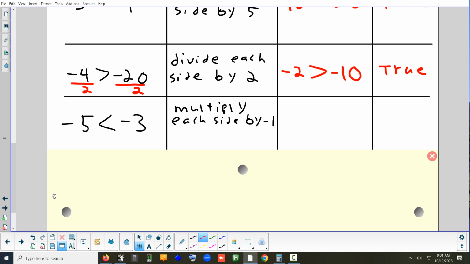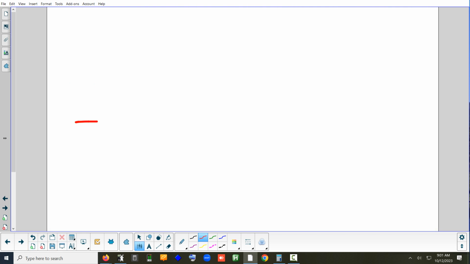Negative 5 is less than negative 3. False. True. That's false. Number 3. Yeah, negative 5. You don't think negative 5 is less than negative 3? Like if you think of it on a number line.